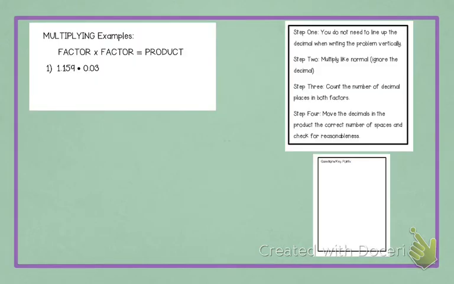Over here to the right, we have our steps to solve a multiplication problem. So you'll always be able to reference those steps right here. Step 1 is that you do not need to line up the decimals when writing the problem vertically. Step 2, you're going to multiply like normal. So let's write this problem vertically.